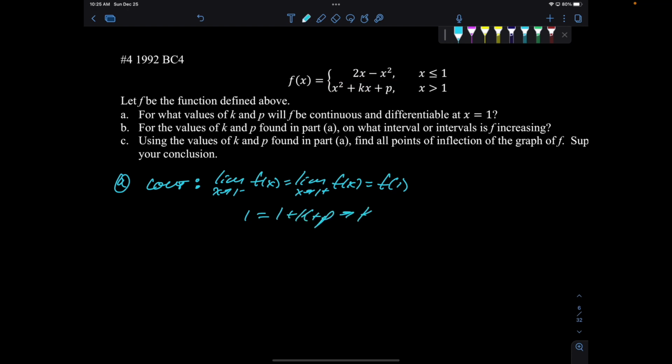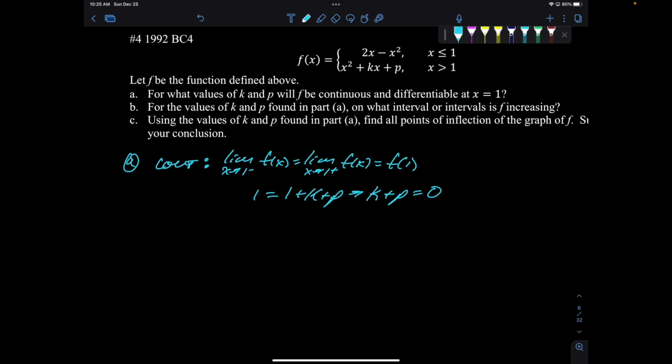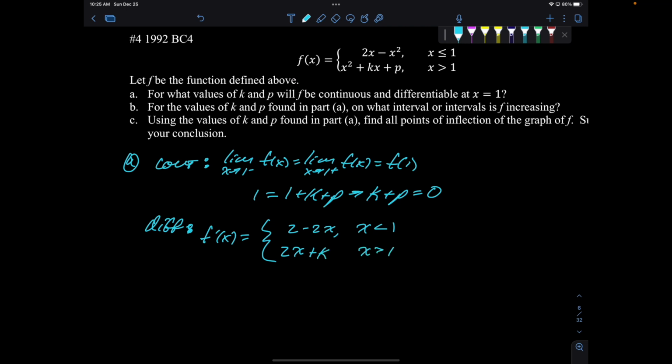So k plus p is 0. All right, differentiable. We're first going to find the derivative of each branch. You want to just fly through this process because we need to move on, right? So don't include this, because we're trying to make it differentiable. We don't actually know if it is. And then this will be 2x plus k. The derivative of p is 0 because p is a constant, greater than 1.